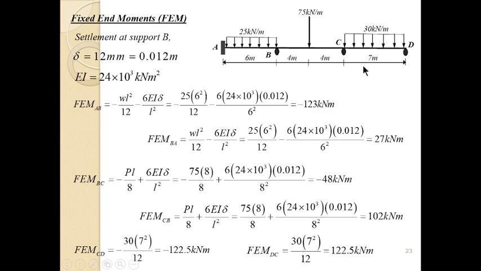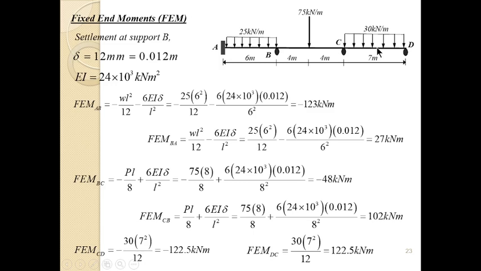Now when we go to support C, remember it was support B that settled. So span CD is not affected in any way by the settlement in support B. So the fixed end moment at span CD will still be the way it was in previous cases, because the settlement here is the support B that is settling. So it will affect only span AB and span BC.